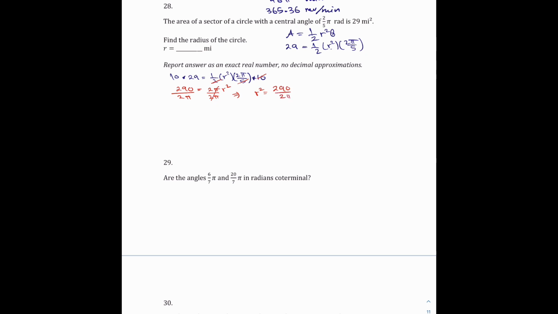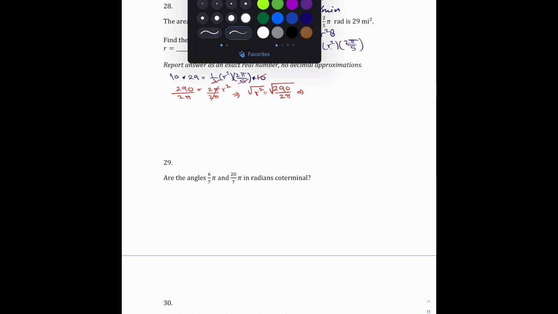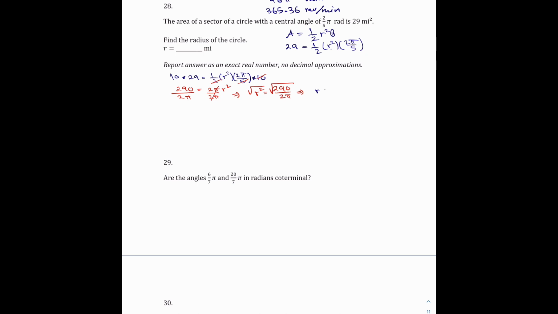290 over 2π, and now for r, you take the square root of both sides of the equation because r is positive. We don't care about positive, negative here. So r is equal to the square root of the entire thing, 290 over 2π. And that is the answer, and that is approximately 6.79 miles.